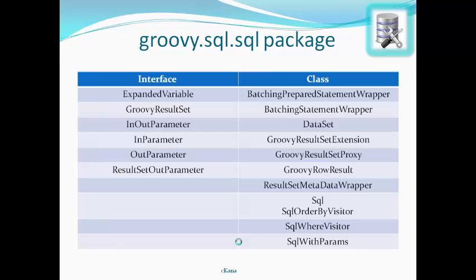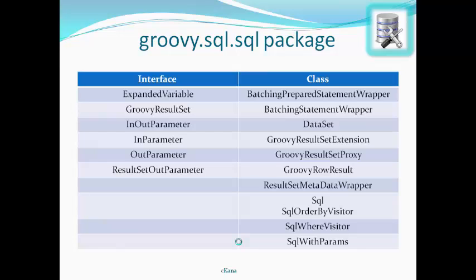The dataset class. This is an enhancement of Groovy's SQL class, providing support for accessing and querying databases using POGO fields and operators rather than JDBC level API calls and RDBMS column names. The Groovy result set extension. This implements additional logic for the result set. Groovy result set proxy. This is used to create a proxy for the Groovy result set. The Groovy row result. It represents an extent of objects.